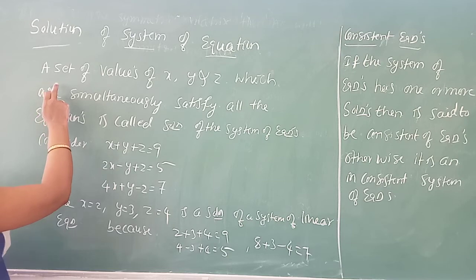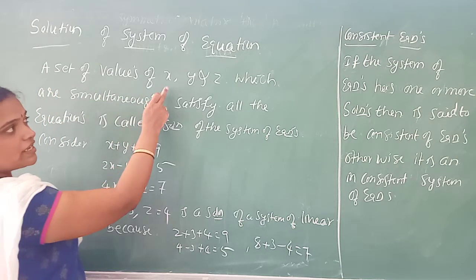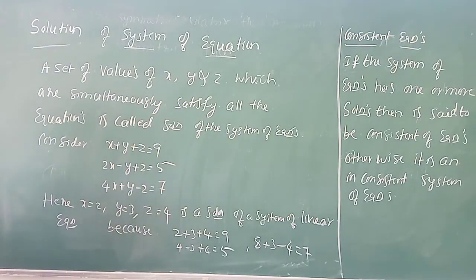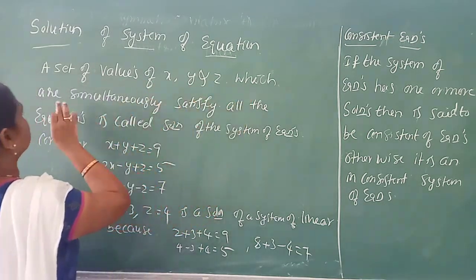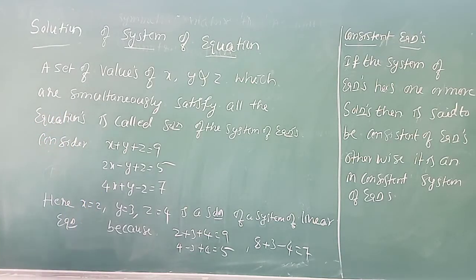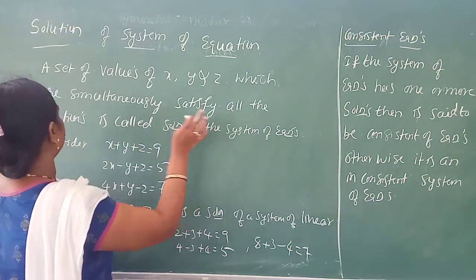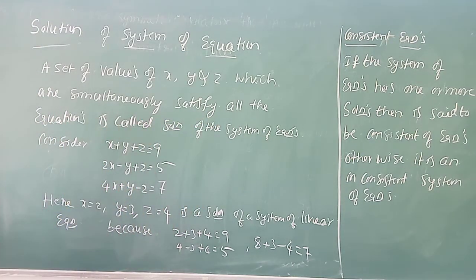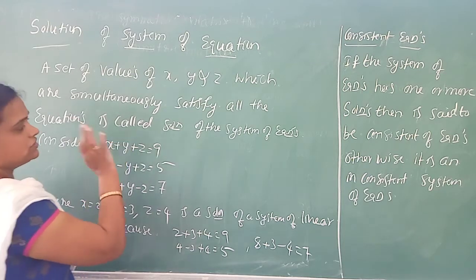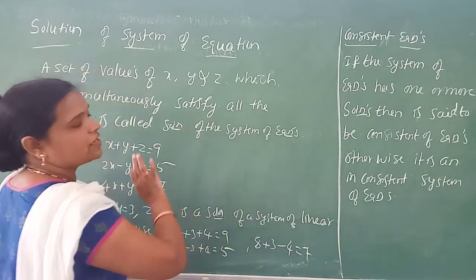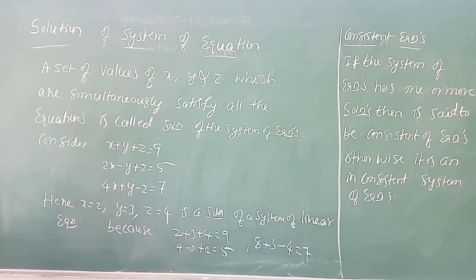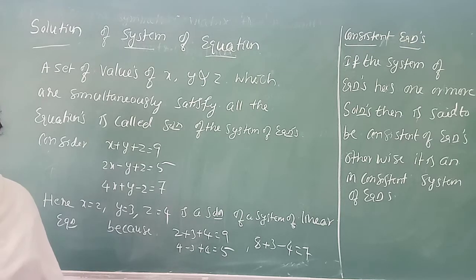See, the definition: a set of values of x, y and z which simultaneously satisfy all the equations is called the solution of the system of equations. I think now you have understood, I hope.